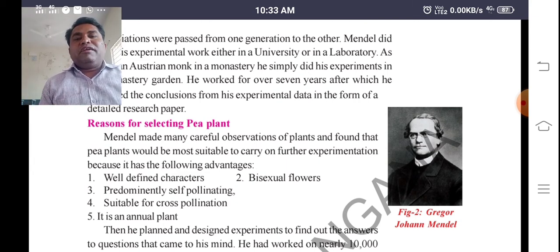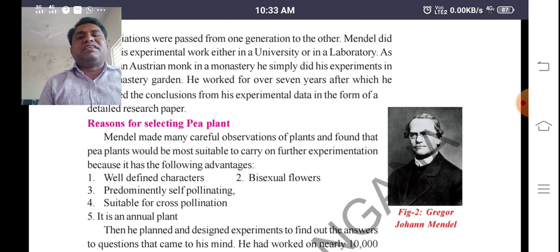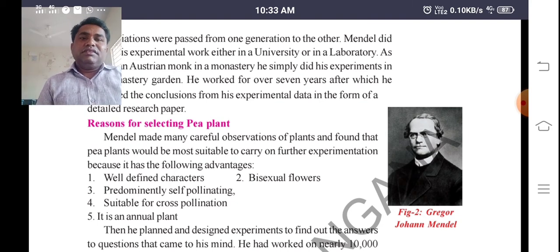An annual plant means the plant which will grow and die within 1 year. That is called an annual plant. Because of having all these 5 characteristics, Mendel selected the pea plant for conducting experiments. So Mendel selected this pea plant because of having these 5 important characteristics.